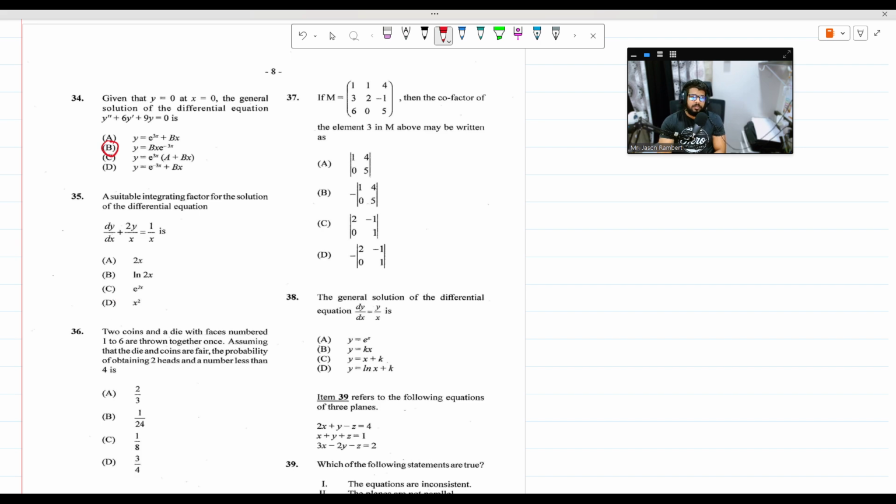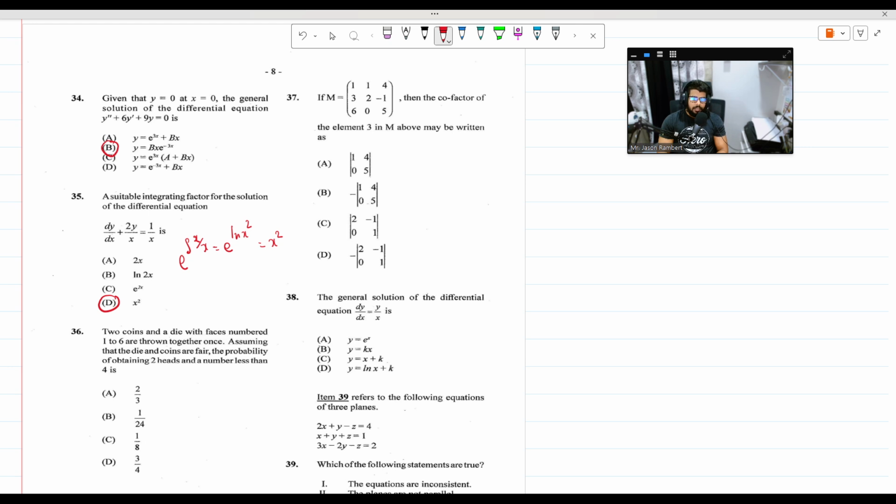Again, 35 is a repeat question. We did this one 2 years in a row. So, I mean, it's a no-brainer. E to the integral of 2 over x, which is e to the ln x squared, which is equal to x squared.